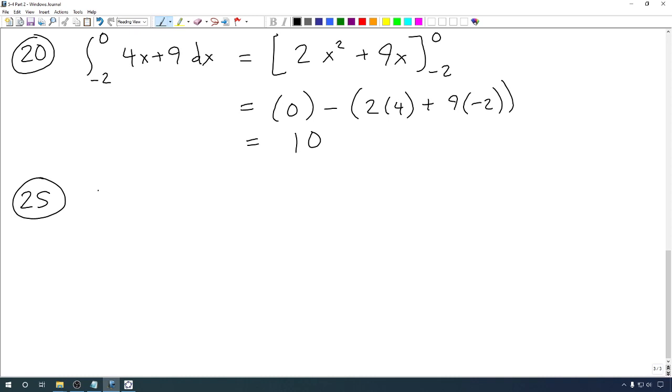In problem 25, this is somewhat similar. We're just taking a definite integral. This time, we have a little more complicated of a function, but at the same time, it's not too bad. We have the integral from negative 1 to 1 of the cube root of x minus 2. We'll go ahead and rewrite our cube root as an x to the 1/3 power.